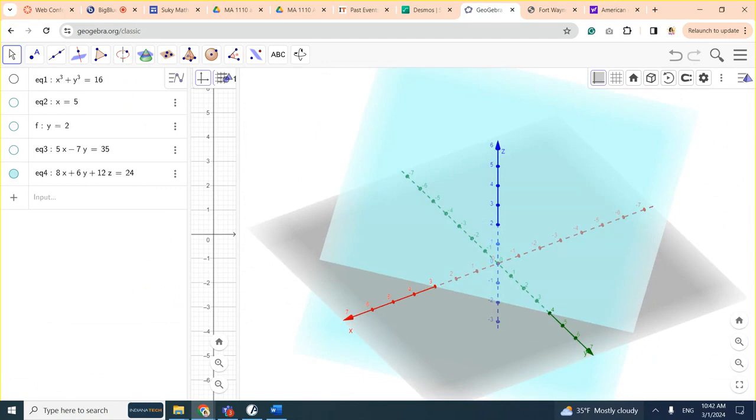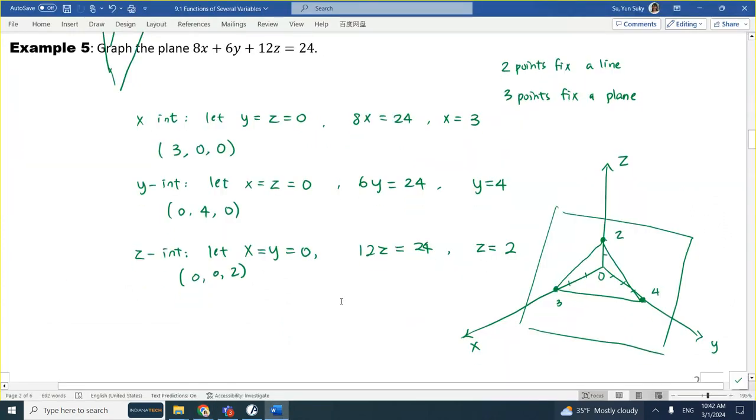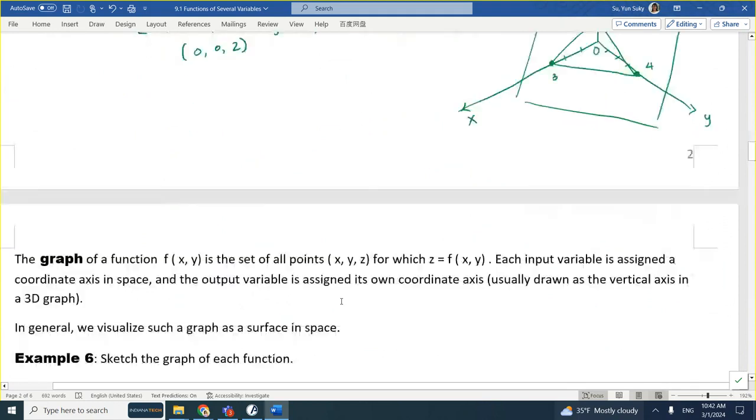X, Y, and Z. And this is a plane like that. Can you imagine, everybody? The blue one. Okay, so if you want to draw the points, see this is a point, this is a point, and this is a point, like crossing like that. Okay. So this is the plane. Alright. Any questions about example 5? Okay. So, alright, let's go to the next one.